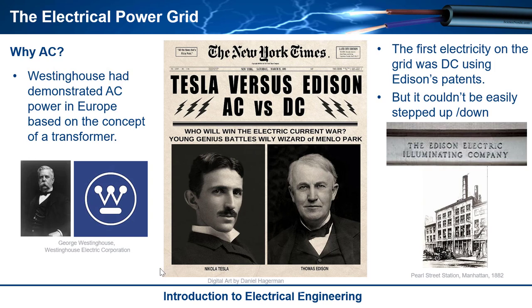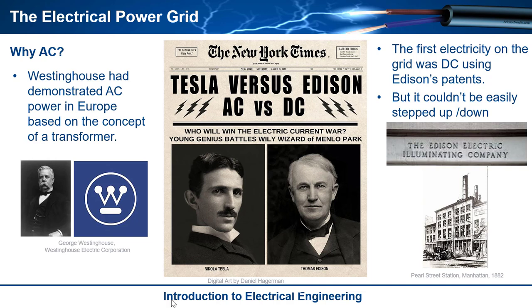power. The reason that AC power worked better was because you could use transformers in order to step up and step down the voltage. We've already covered what a transformer is. It's basically coils of wires that are magnetically coupled to each other, but it only works on AC signals. And there was a company called Westinghouse Electric Corporation, founded by George Westinghouse. He had demonstrated some of these in Europe, an AC power grid, using this concept of a transformer to step up and step down the voltages.